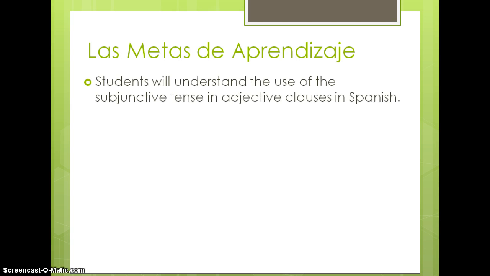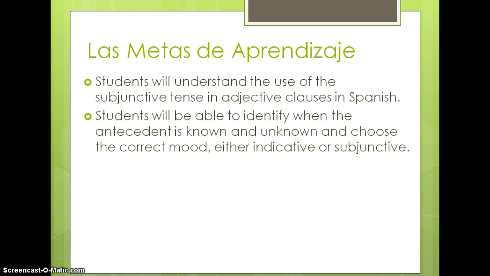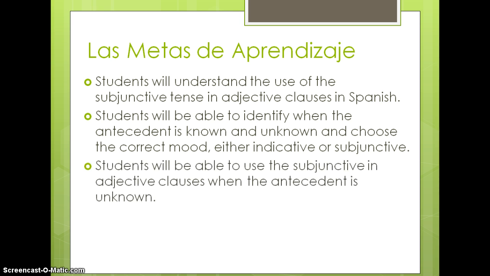Students will need to understand the use of the subjunctive tense in adjective clauses in Spanish. They should be able to identify when that antecedent is known or unknown and then choose the correct mood, either indicative or subjunctive. Students will be able to use the subjunctive in adjective clauses when the antecedent is unknown.